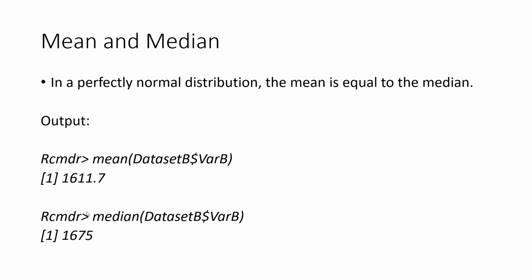And this is the output. In a perfectly normal distribution, the mean should be equal to the median. In this case, as you can see, there's some differentiation here, but in the perfect world, these values would be pretty close to one another.